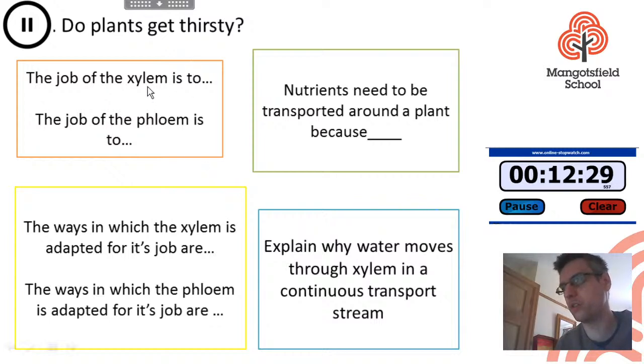But we're starting off with describing their jobs. What do they do? What are they there for in a plant? Why does a plant have a xylem and a phloem? What are their jobs? And then we'll go from there.